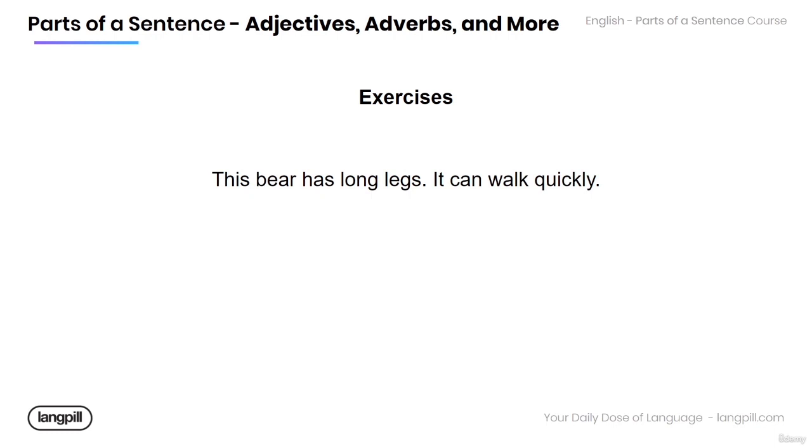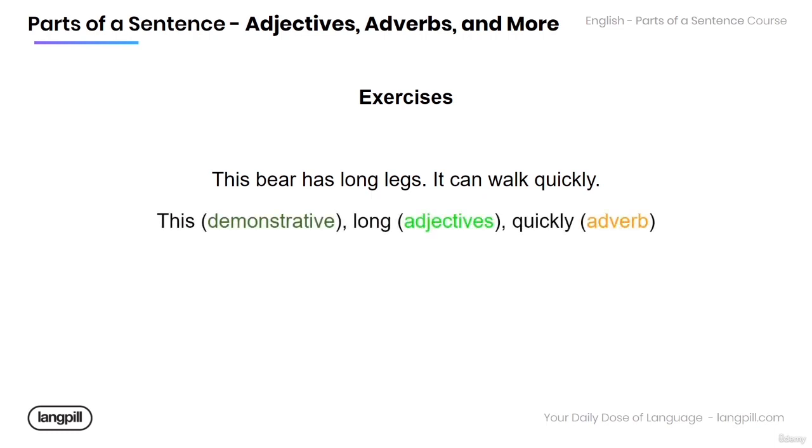Here we have another exercise. Go ahead and pause the video, and we will wait until you unpause to give the answer. Okay, and here we have this, which is a demonstrative for this bear. We have long for long legs, describing legs, an adjective. And we have quickly, which is an adverb describing how they walk. They walk quickly.